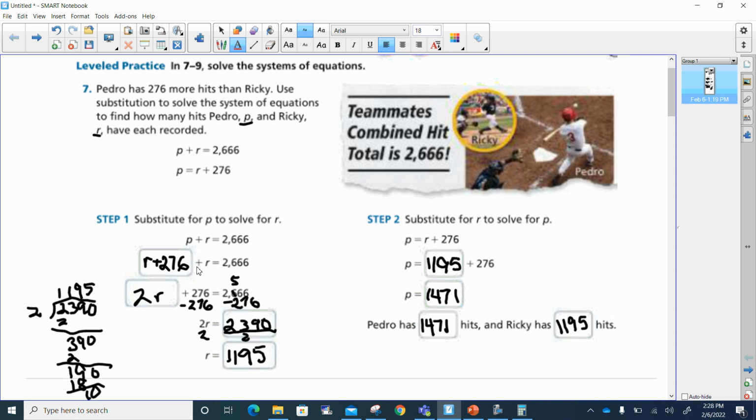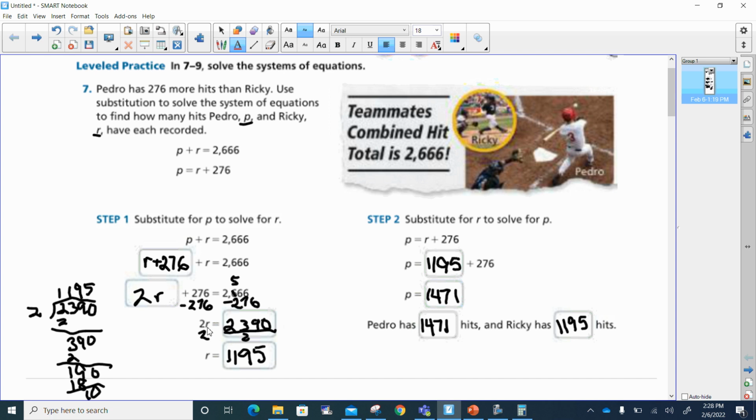Next, I'm going to combine my R's. R plus R is 2R plus 276 equals 2,666. I have to subtract 276 from this side, which means I'll subtract it from this side, and that will give me 2,390.